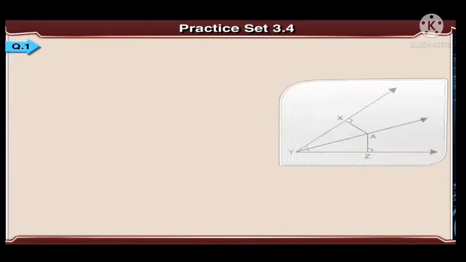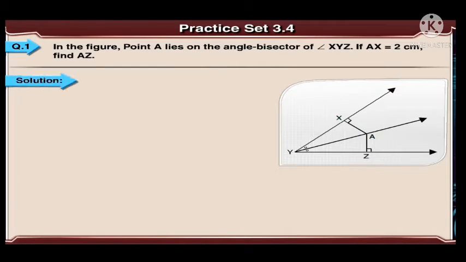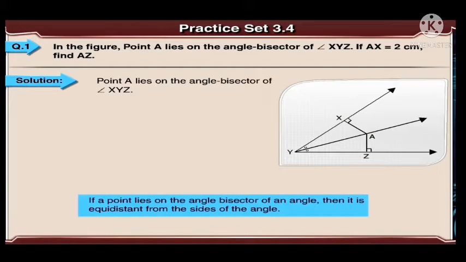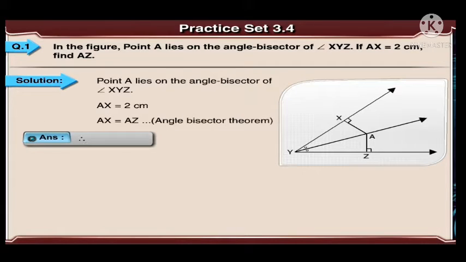Practice set 3.4, question number 1. In the figure, point A lies on the angle bisector of angle XYZ. If AX is equal to 2 cm, find AZ. Solution: we know that if a point lies on the angle bisector of an angle, then it is equidistant from the sides of the angle. It is given that AX is equal to 2 cm. Therefore, AZ is also 2 cm.